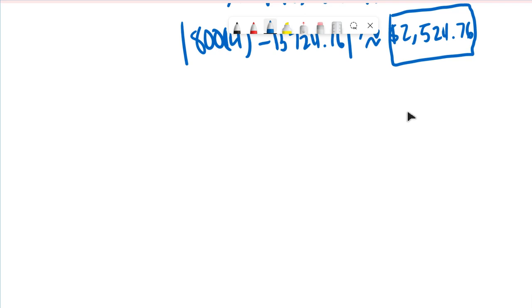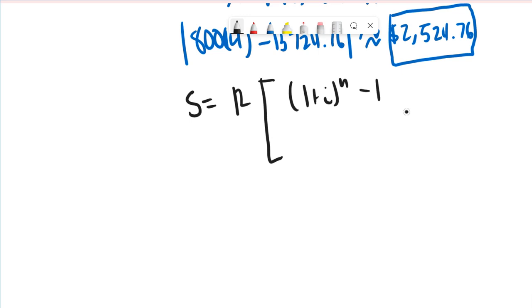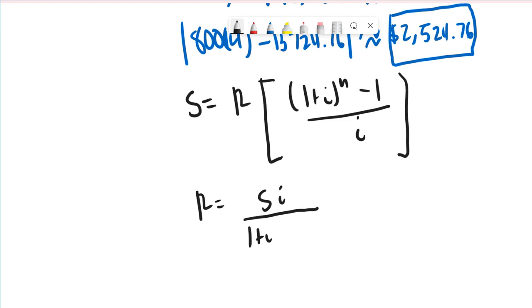Now, when we talk about the future value of an annuity, I'm going to stay consistent with the formula that you're using in class. So that's going to be 1 plus i raised to the n, minus 1, divided by i. And notice that if I don't know the payment size, then R equals SI divided by 1 plus i to the n minus 1. That's just algebra though.